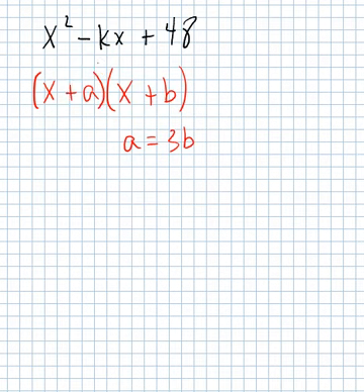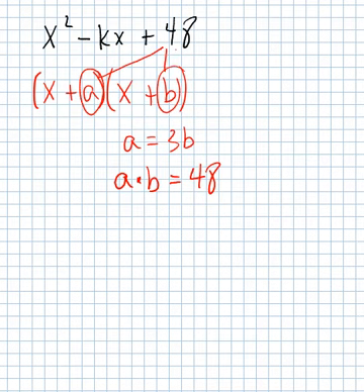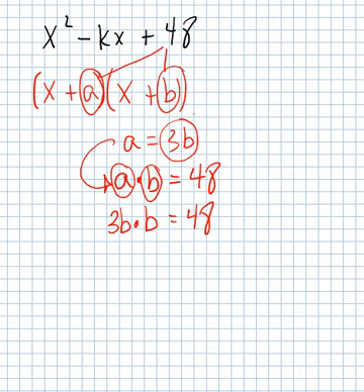I also know that a times b is going to be equal to 48, right? Because these two numbers here and here multiply to give 48. Well, using substitution, I can rewrite this equation as 3b times b equals 48. In other words, a times b is 48, but instead of writing a, I'm going to write 3b. So a times b is equal to 48. Okay? In other words, 3b squared equals 48.